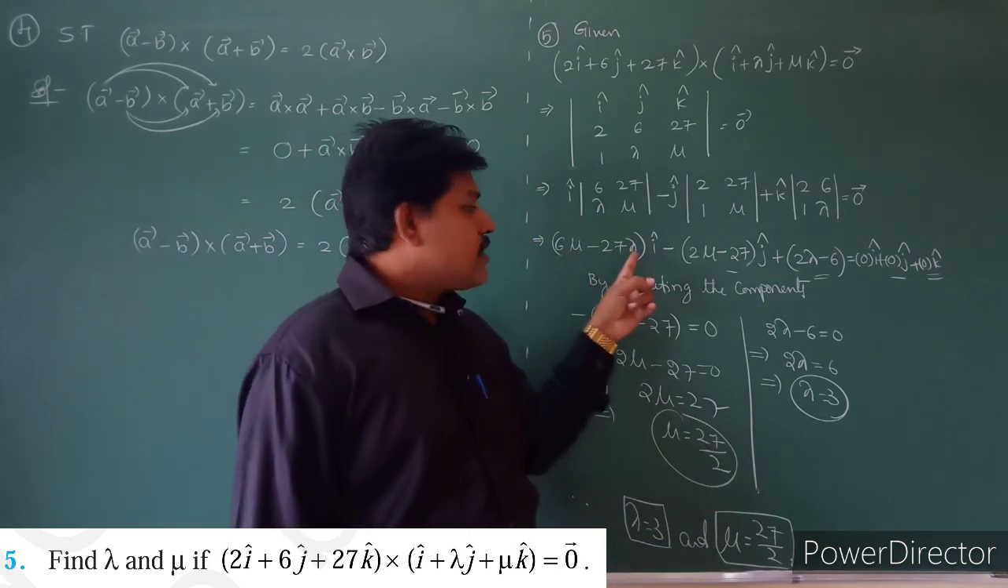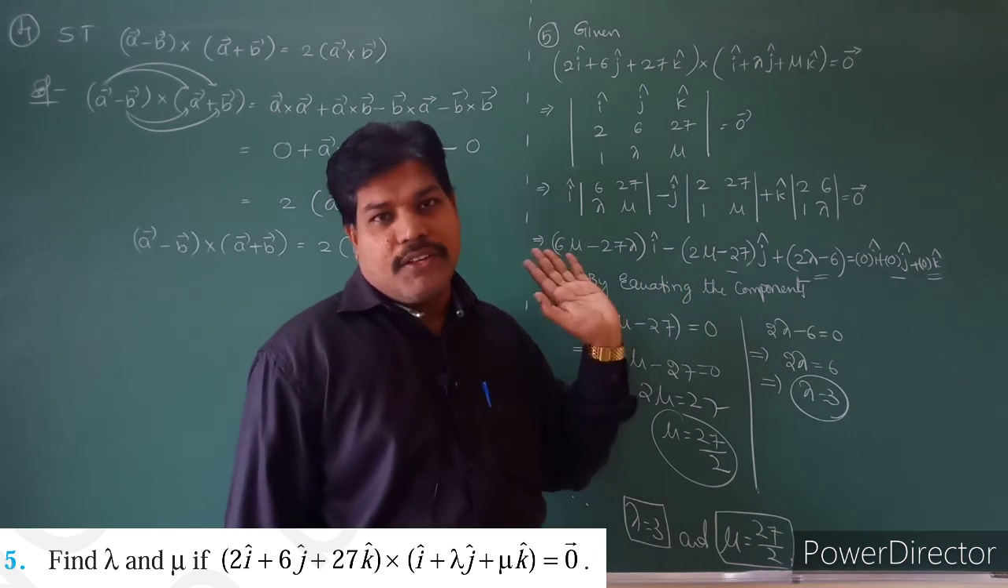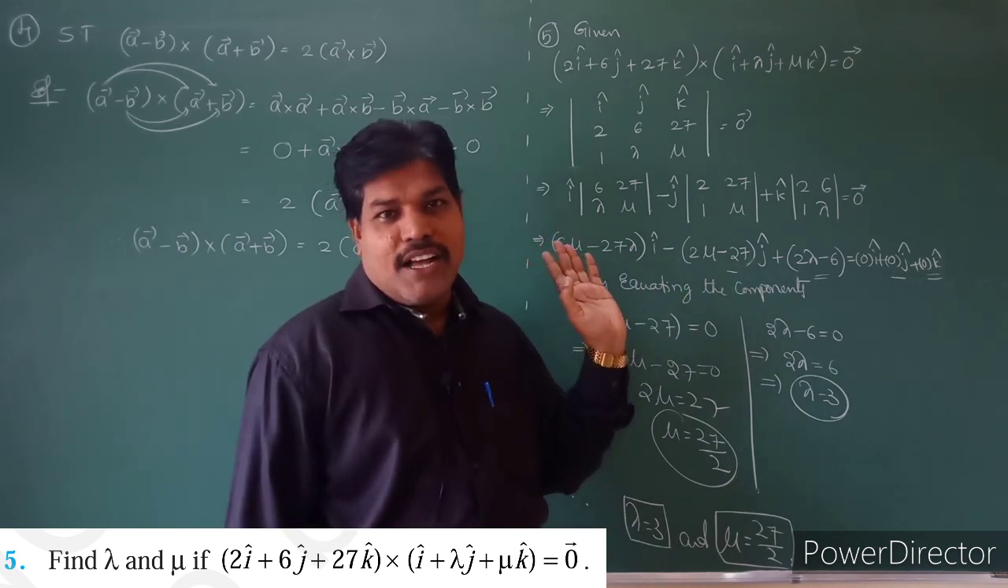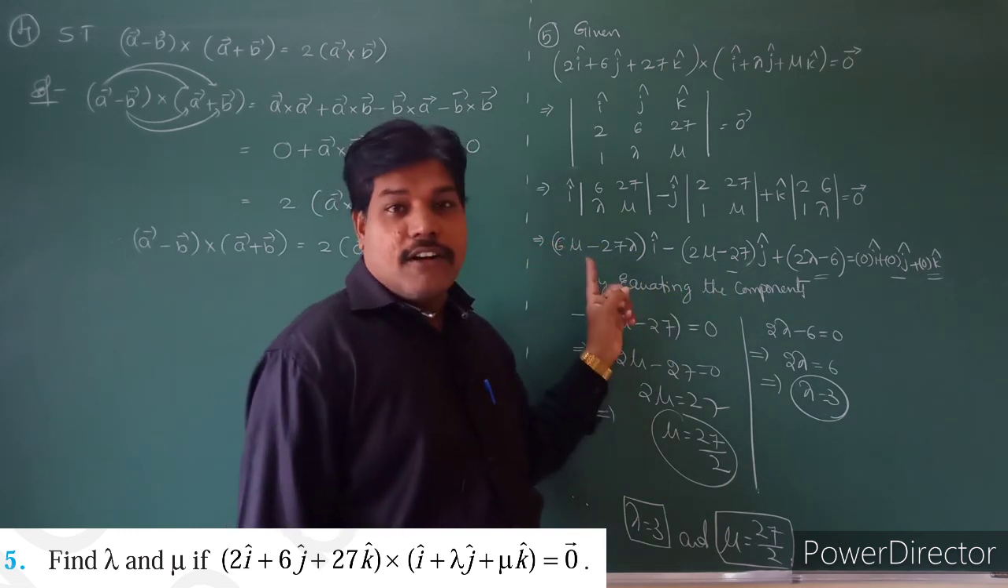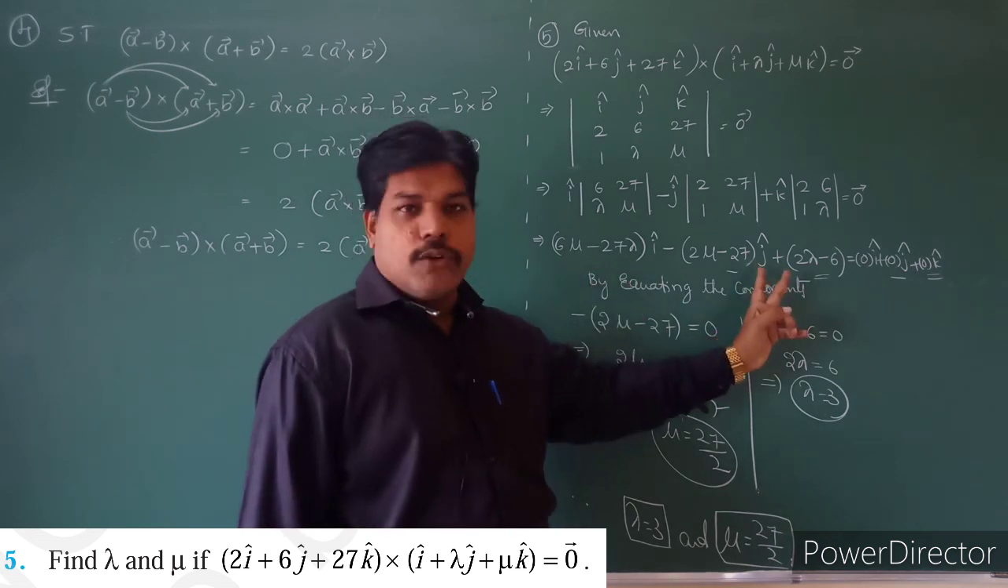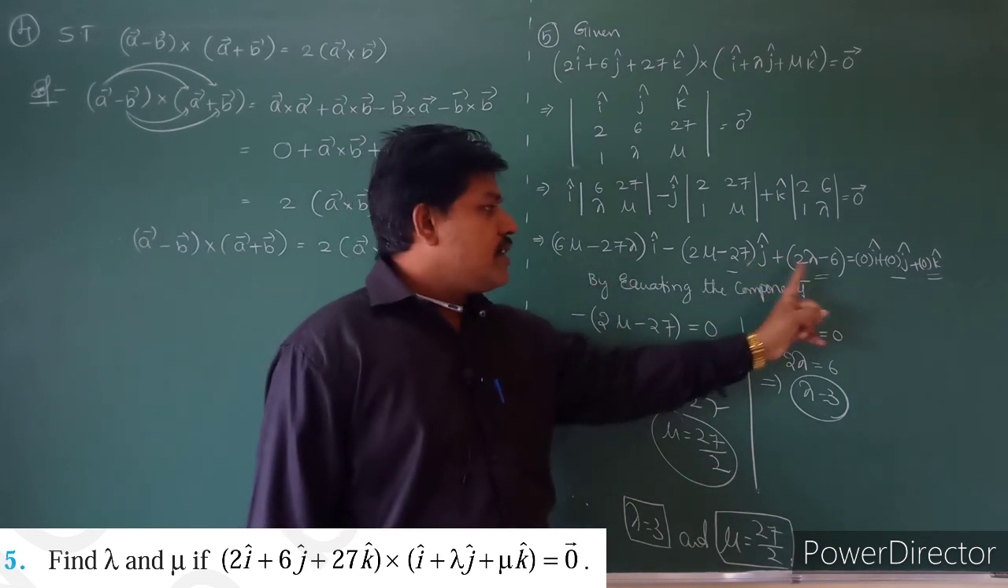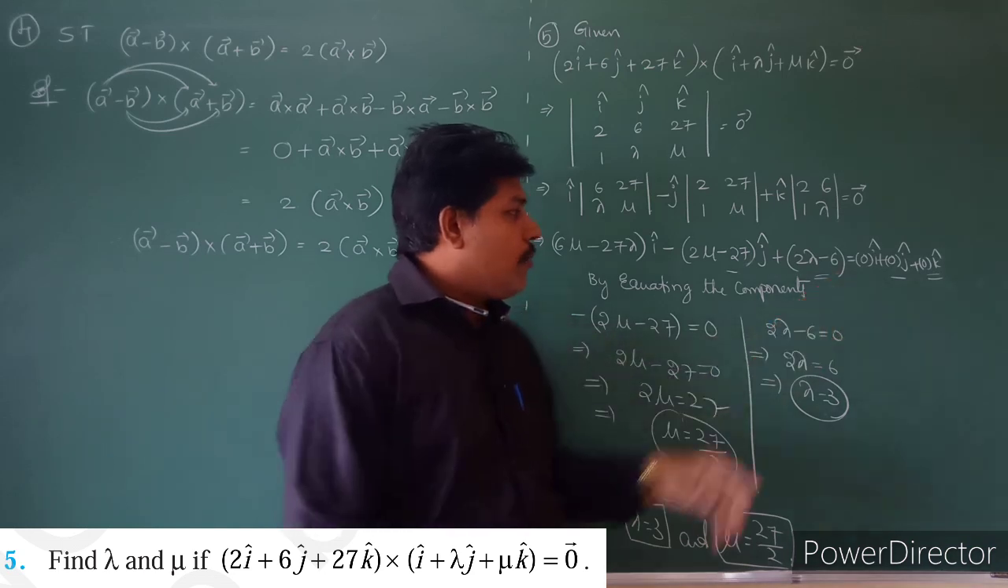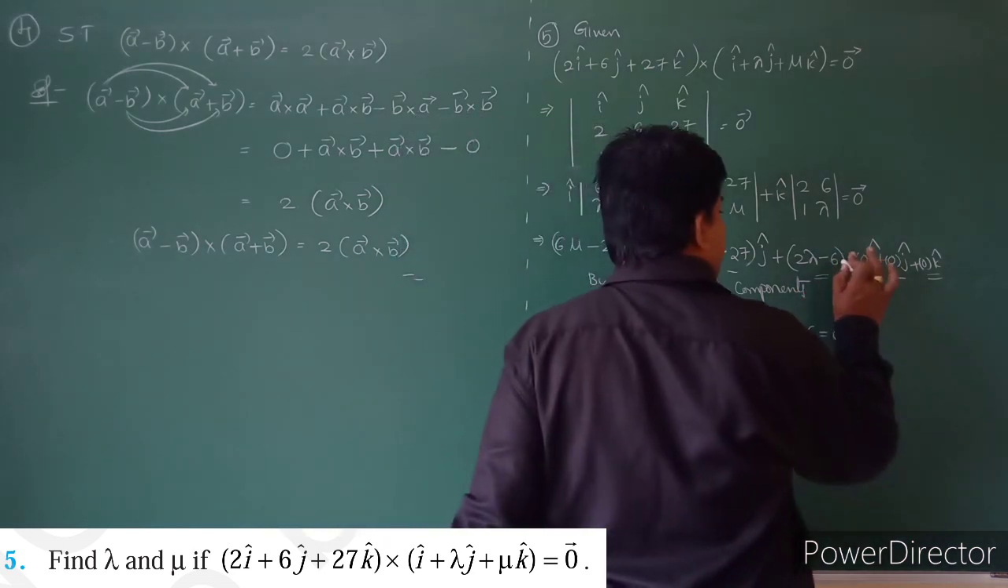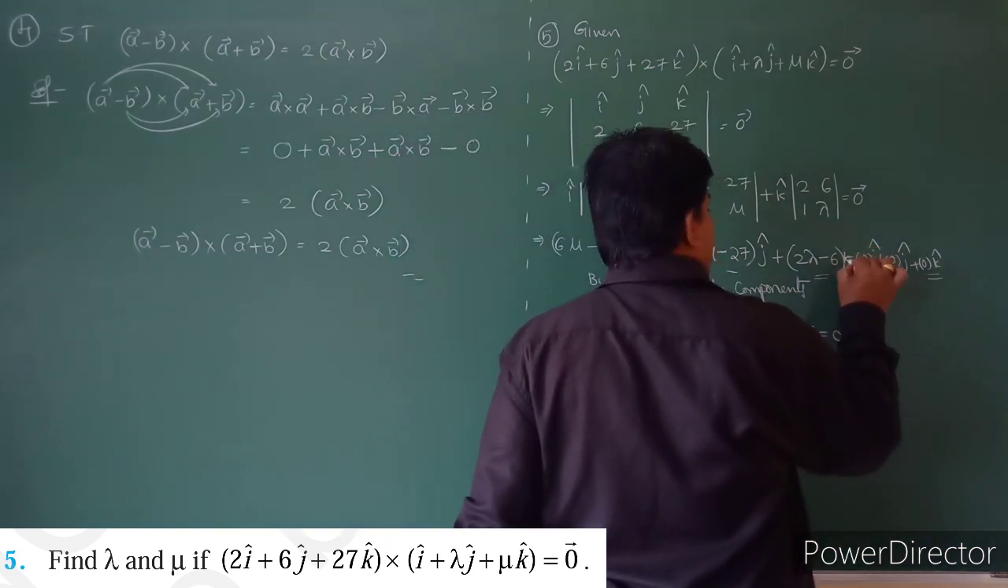6 mu minus 27 into lambda, it will become 0. So it satisfies the third condition. Okay. So I need only two terms here. That's why I am taking the j component and k component. Here we have used that.